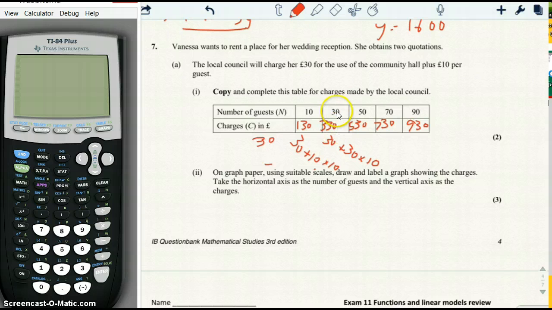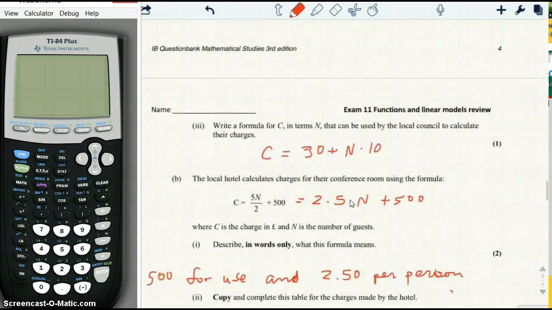330, you start with 30 people. You multiply 30 people times £10. And then that gives you 300. You add that to the initial fee of 30. So that's 330. And so on. 530, 730, 930. So that's just simple multiplication, addition, using the values £10 per guest and £30 for usage of the hall. And that says draw that on graph paper.